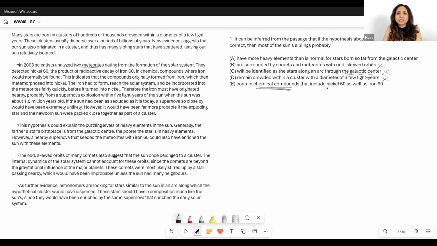And anyway, we don't know whether it will have both nickel 60 as well as iron 60. I mean, if all the, let's say, iron 60 has become nickel 60 in the sun also, it's possible that the same thing happened with the siblings also. So in any case, we know that this is also not correct. Lots of red flags over here also. So of course, as we thought, the answer over here is A.